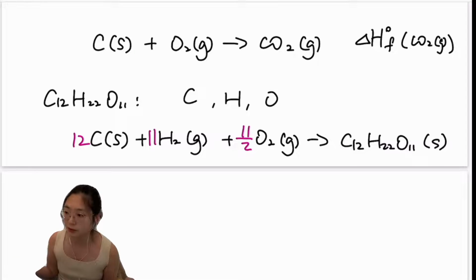Then why do we need to learn the enthalpy change of the formation? Because once you know the enthalpy change of formation of different substances, you can use Hess's law to calculate the enthalpy change for a certain reaction.